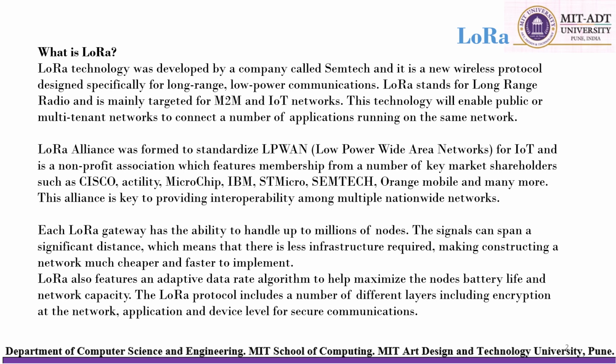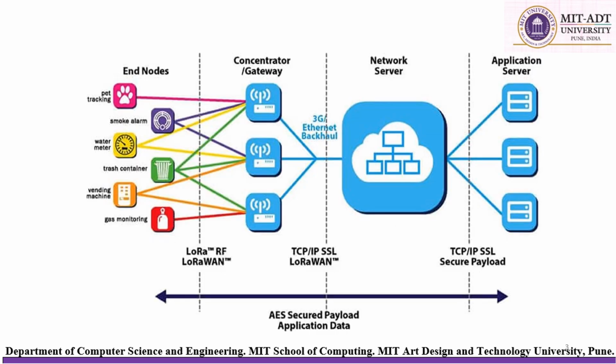LoRa provides end-to-end security. LoRaWAN ensures secure communication between the end device and the application server using the AES 128 encryption algorithm. So these are very important features of LoRa. Now, in the next slide we can see the architecture: there are end nodes, gateways, network servers and application servers. These are the main important components of this LoRa architecture.